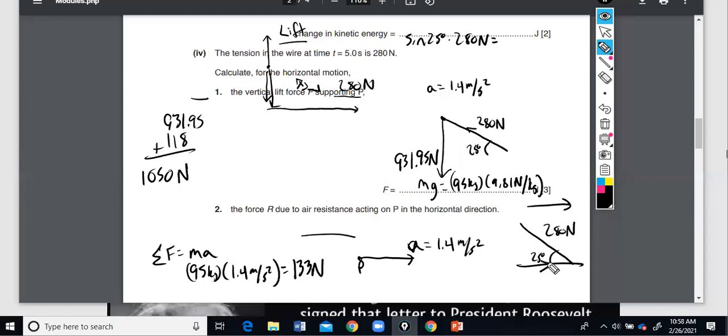So what is the cosine? Because this side is adjacent, right? So what's the cosine of 25 degrees times 280? That would give us the component of tension that's pulling us along, pulling the paraglider along. So we take cosine 25 times 280, and we realize that's a force of 253 newtons, but there's only a net force of 133.